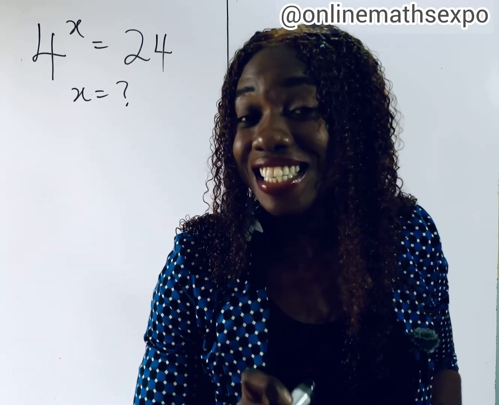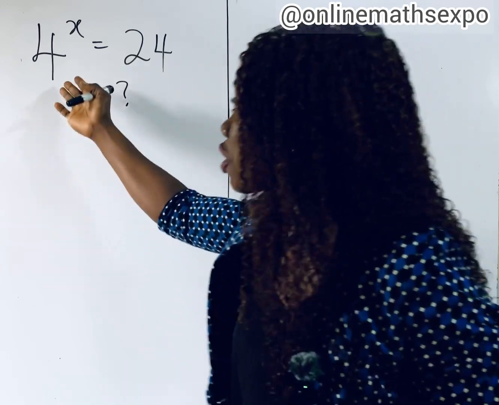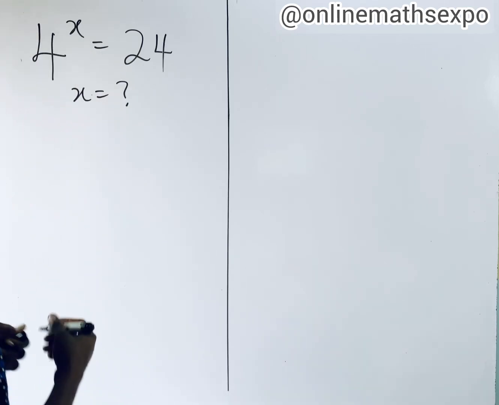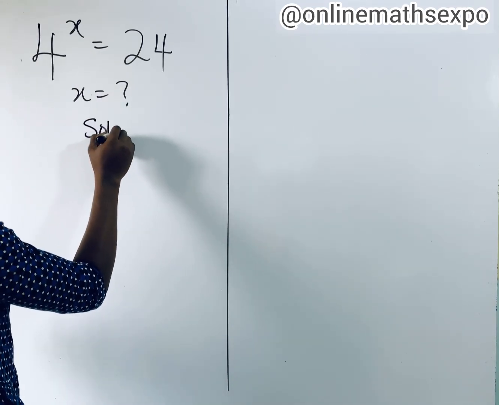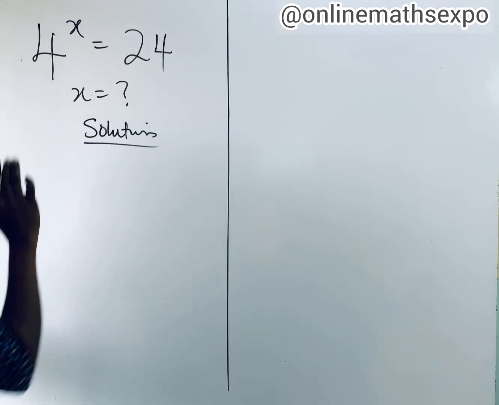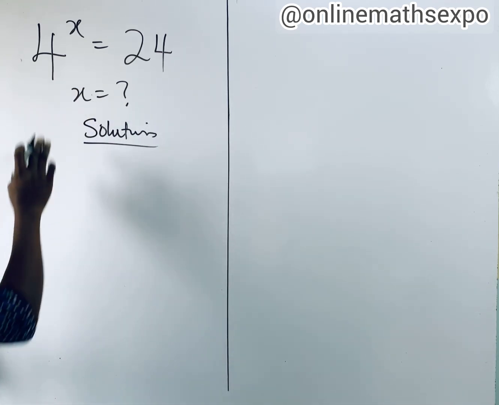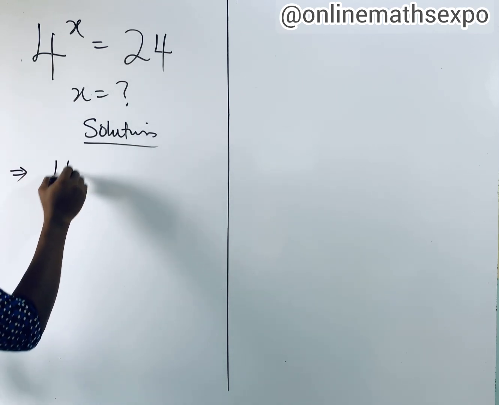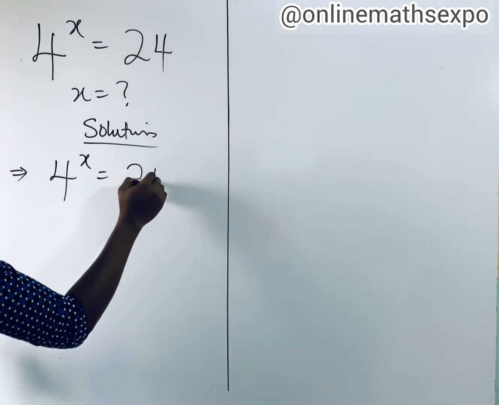The interesting part is that I'm going to teach you how to check for your solution. So let's do this together. So we're going to begin this with the solution. So what do we do? This is what we have, and we want to get the value of x. Let's repeat the question. We have 4 to the power of x is equal to 24.